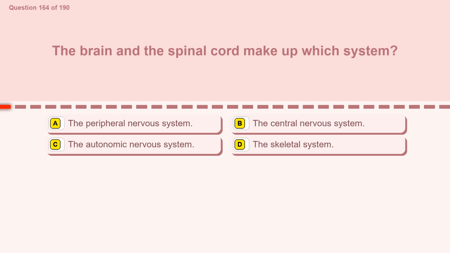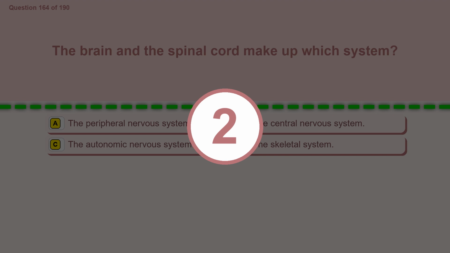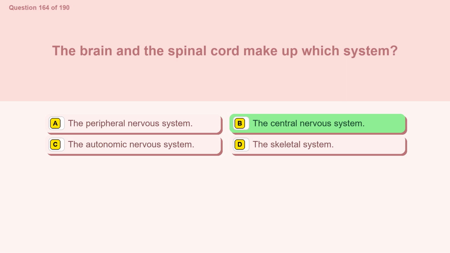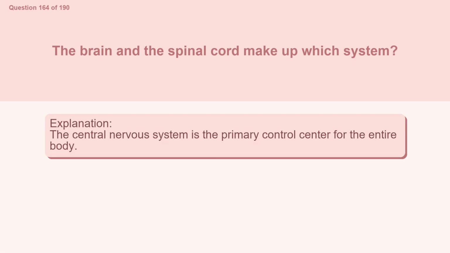Question 164. The brain and the spinal cord make up which system? Option A, the peripheral nervous system. Option B, the central nervous system. Option C, the autonomic nervous system. Option D, the skeletal system. The correct answer is option B, the central nervous system. The central nervous system is the primary control center for the entire body.